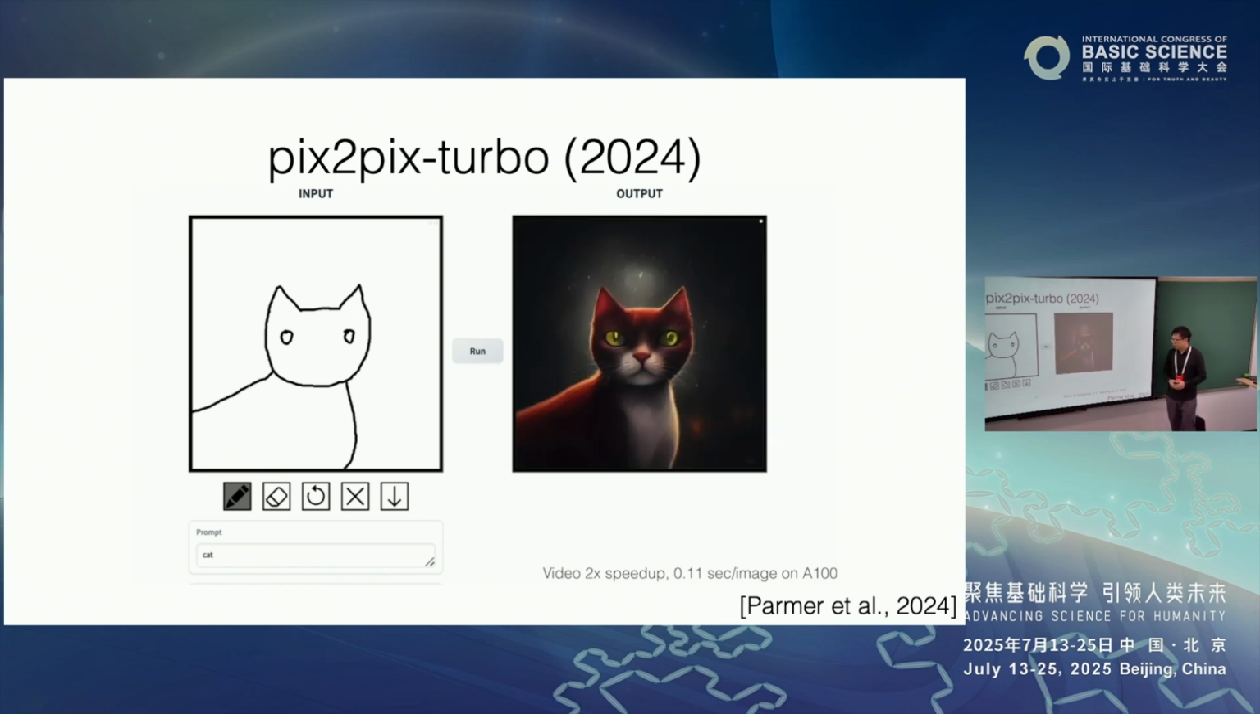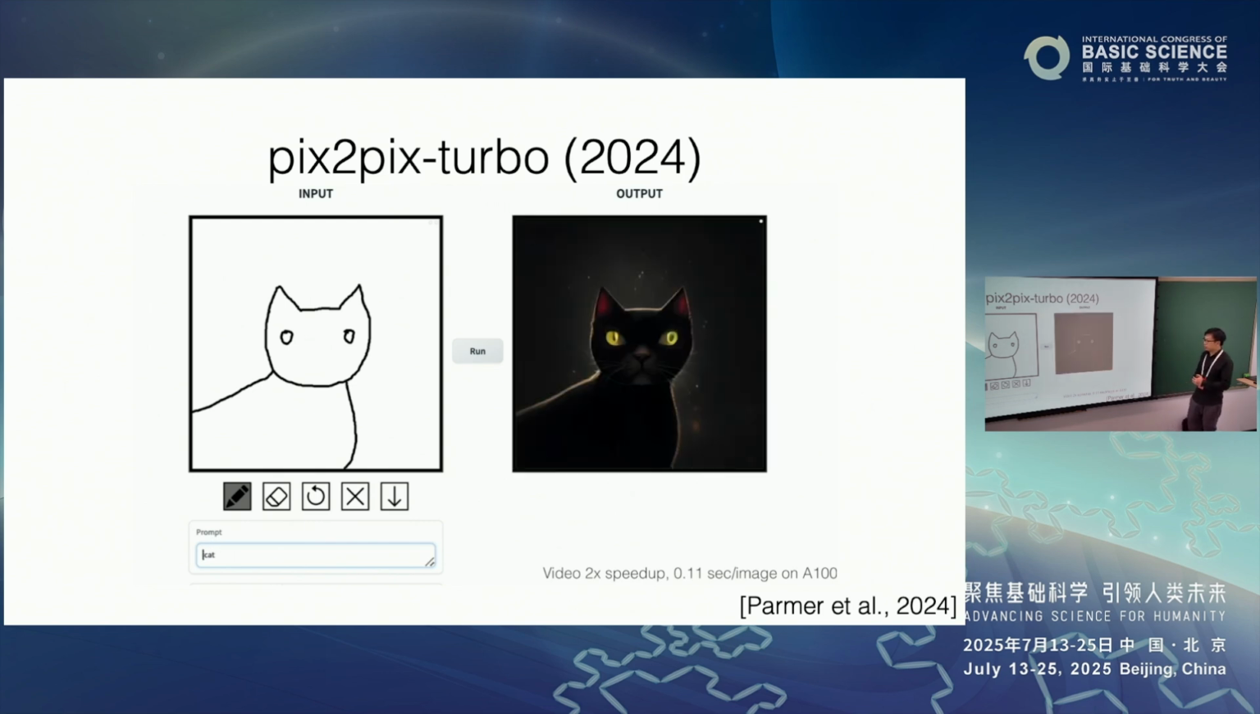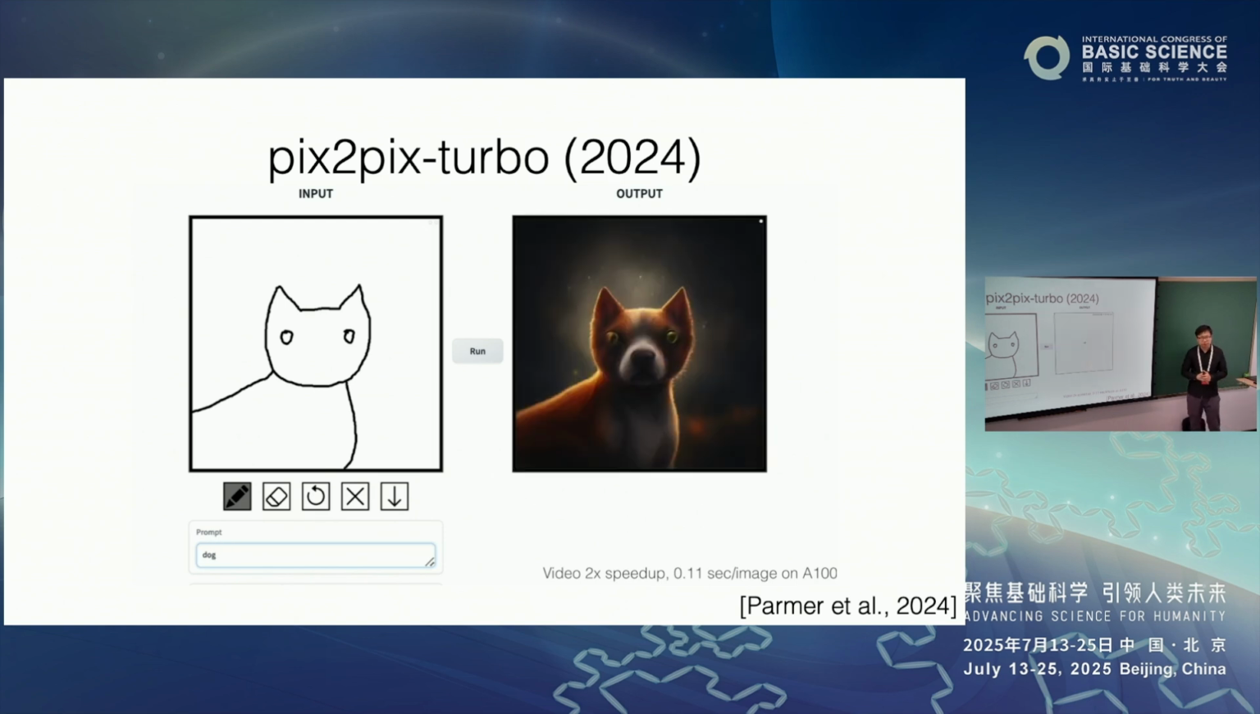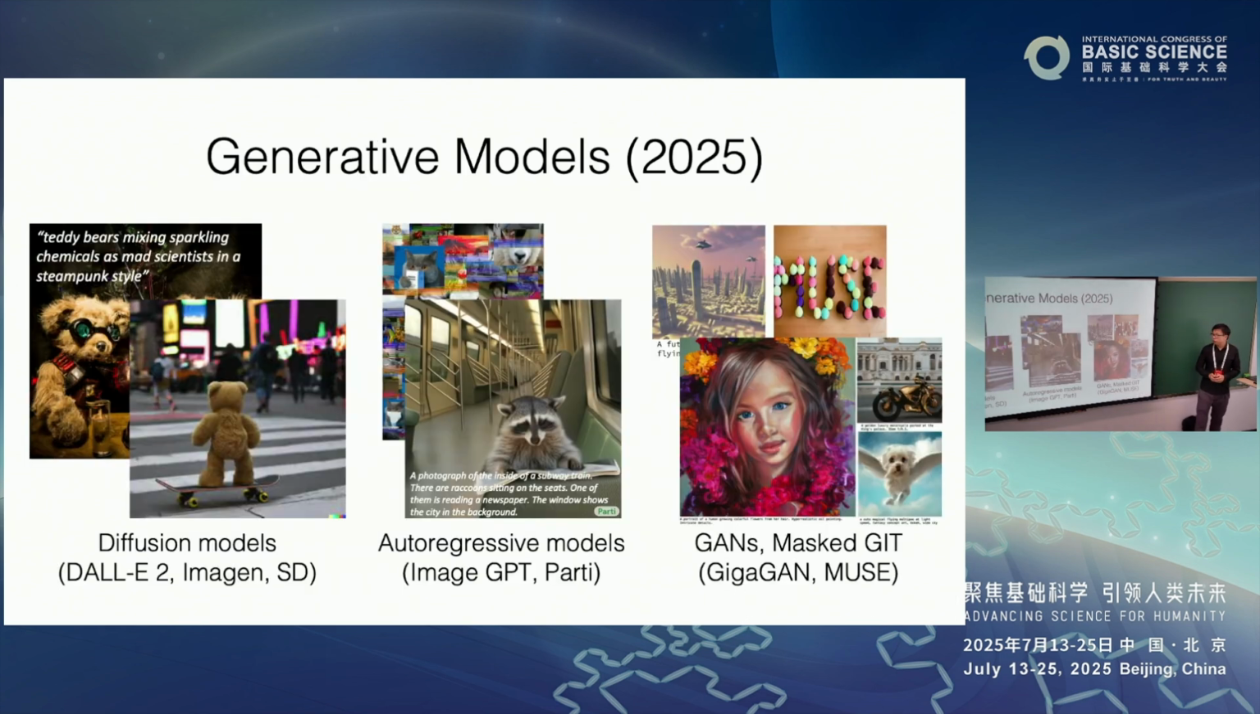This allows you to generate a cat. But this time we can support text prompts, so you can try different types of text prompts like black cat, white cat. If you are not a cat person, you can also try dog. Okay. So now in 2025, it seems like everybody is working on generative models. It's become a very popular, kind of trendy area.